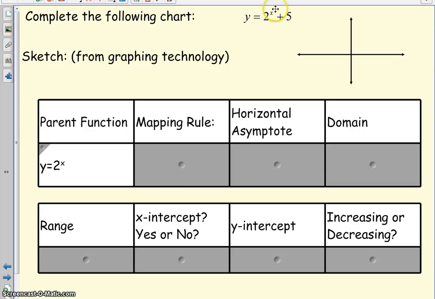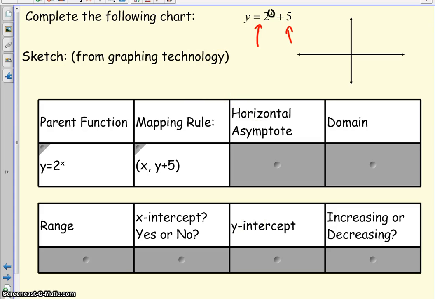Now for our mapping rule, think about what's happening to x. What's happening to the exponent? The exponent hasn't changed one bit, so the mapping rule is still going to be x. As for what's happening to y, there is no reflection or vertical stretch or compression, so there's nothing multiplied by y. We do shift everything up 5, so our mapping rule is simply going to be x, because nothing's changing for x, and then y plus 5.